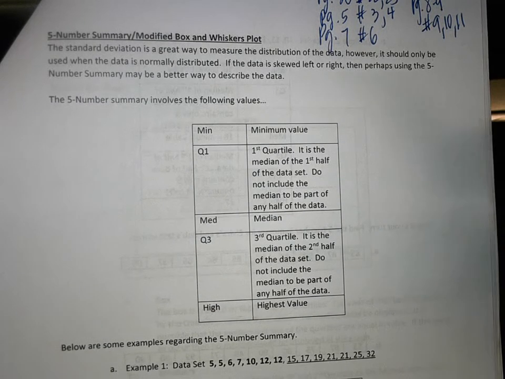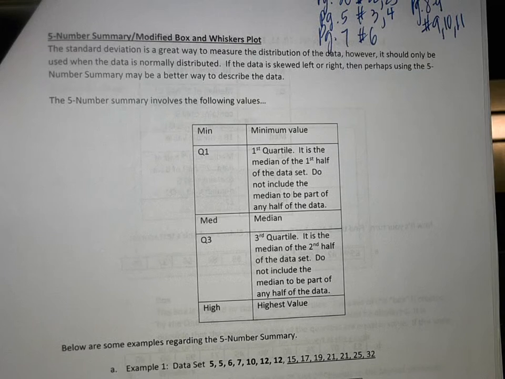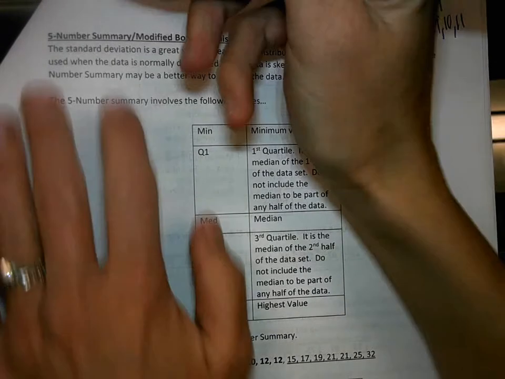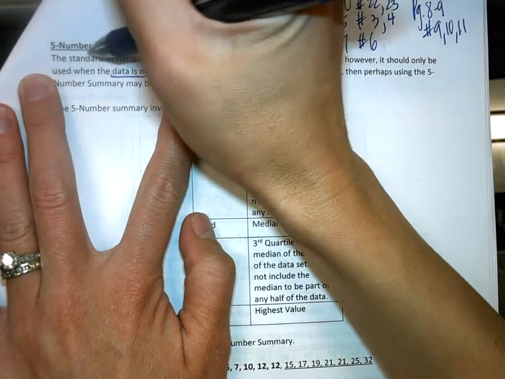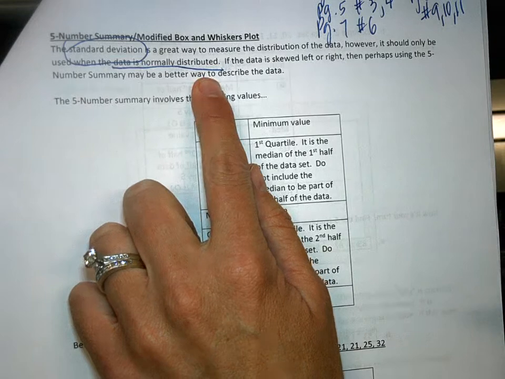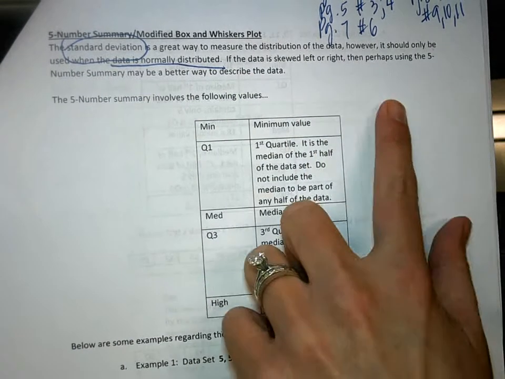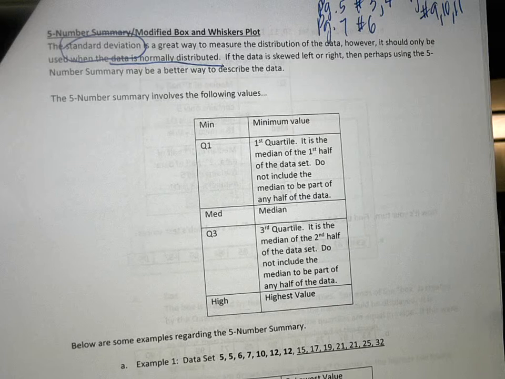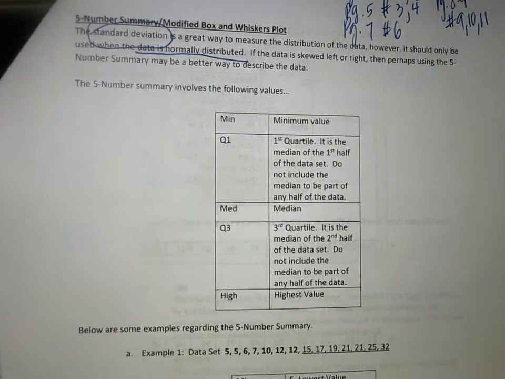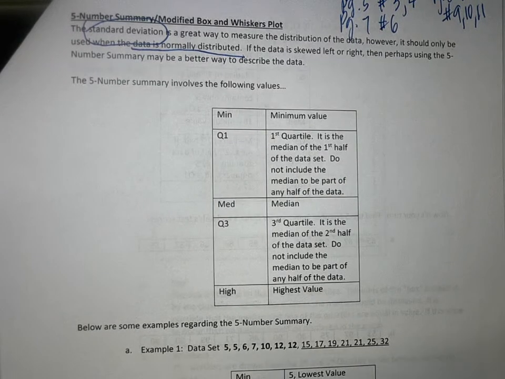Okay, so if you read this paragraph, the standard deviation is a great way to measure the distribution of data. We talked about how the standard deviation is similar to range. You're looking at the spread of data, but specifically the spread between each number. However, it should only be used when data is normally distributed. If the data is skewed left or right, then perhaps using the 5-number summary might be a better way to describe the data. So how 5-number summaries work is like this.